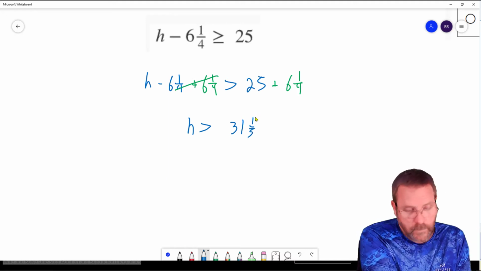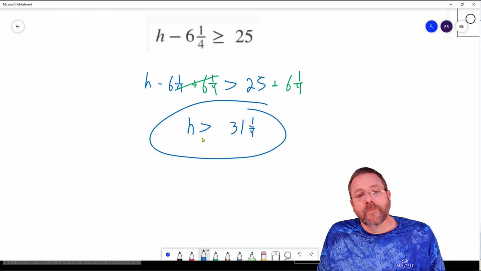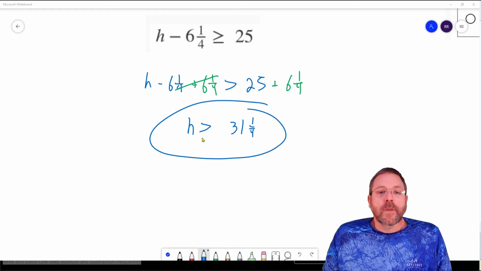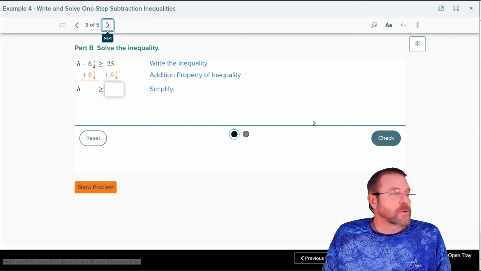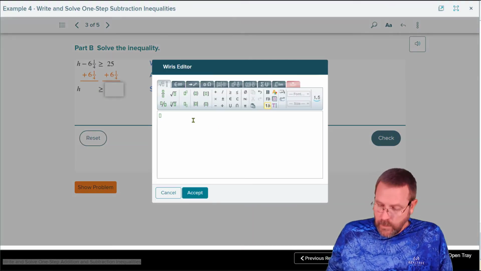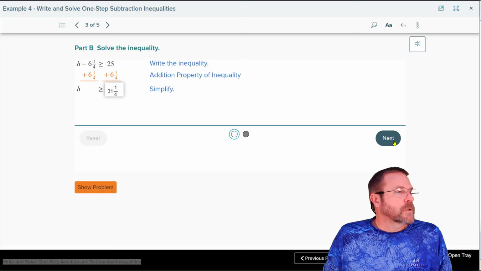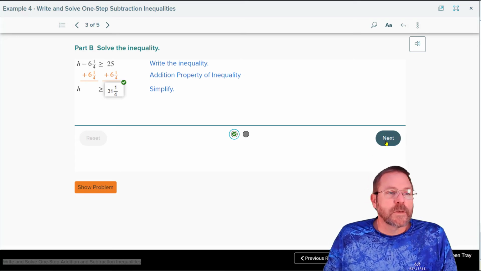Oh, that's the wrong number there. 1/4. That's going to end up being our final answer. So our height is going to be greater than 31 and 1/4. Jump back over here, type it in. 31 and fraction 1/4. Accept and check. And it checks. It's that easy.